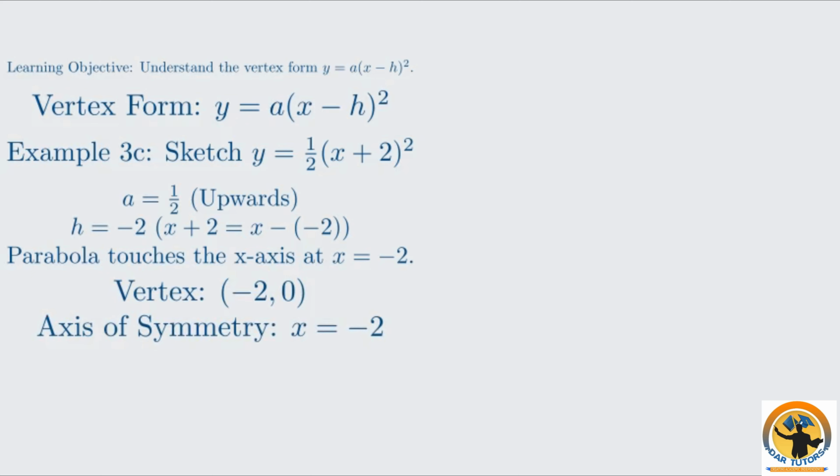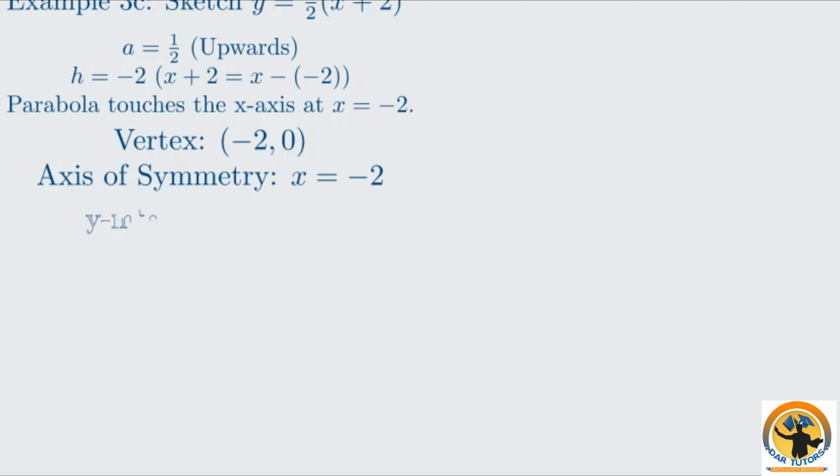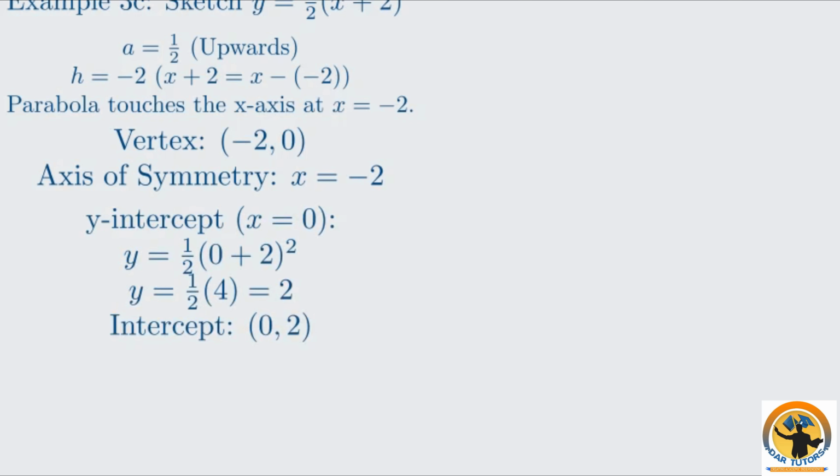The axis of symmetry is the vertical line through the vertex, which is x equals -2. The y-intercept is found by setting x to 0. This gives us y equals 1/2 times 4, which is 2. So the y-intercept is at (0, 2). Now we can sketch the graph. It's an upward opening parabola that touches the x-axis at -2 and crosses the y-axis at 2. This vertex form is particularly efficient for sketching parabolas that touch the x-axis.